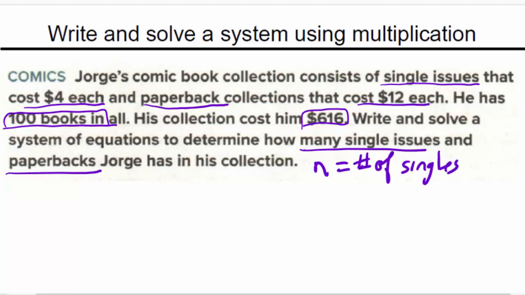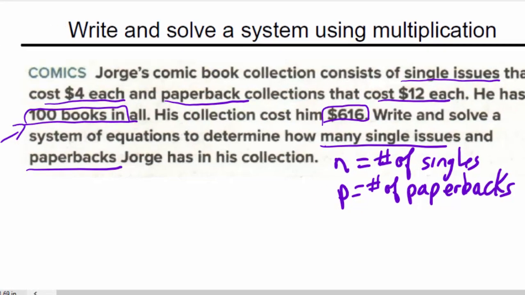And then I'm going to use P for paperbacks. So P equals the number of paperbacks in his collection. And remember when we said this 100 up here? Well, that's the total number of books. That comes from the number of singles, which is N, plus the number of paperbacks, P, and that total is going to equal 100.